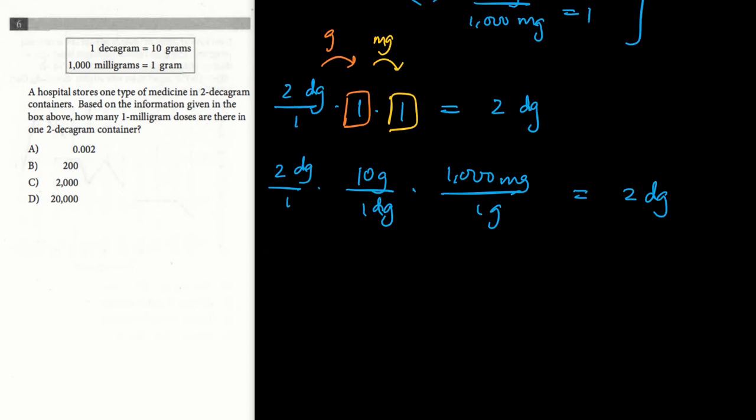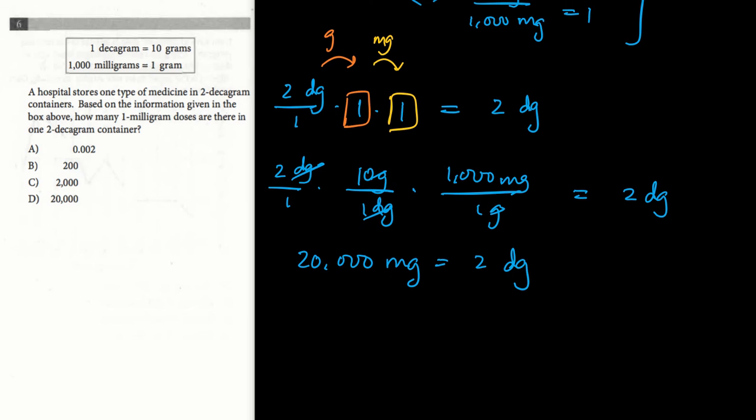And now we start to see the cancellation that we talked about. Decagrams are going to cancel, grams will cancel, and we'll be left with units of milligrams. So we get 20,000 milligrams is equal to 2 decagrams, right? And now our problem says how many 1 milligram doses are there in one 2 decagram container.